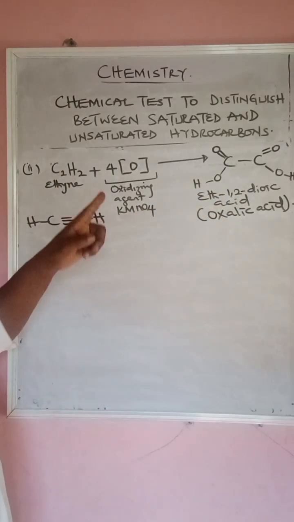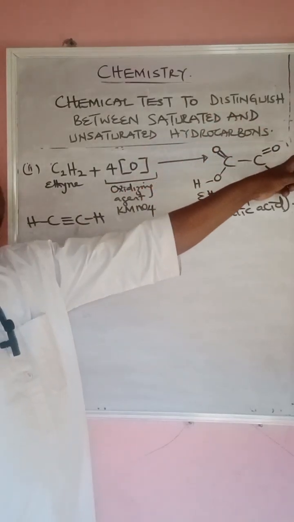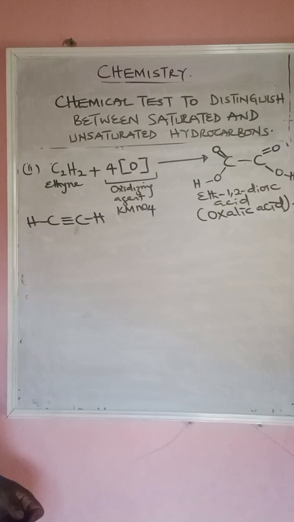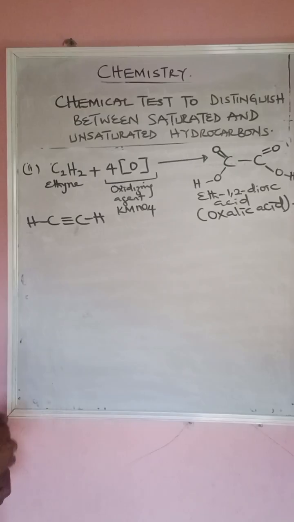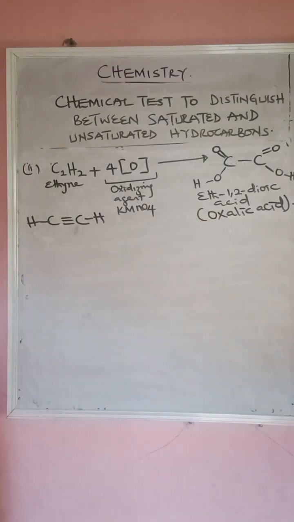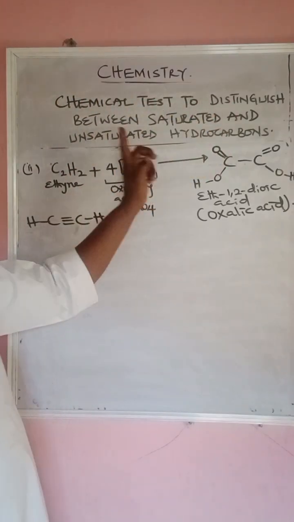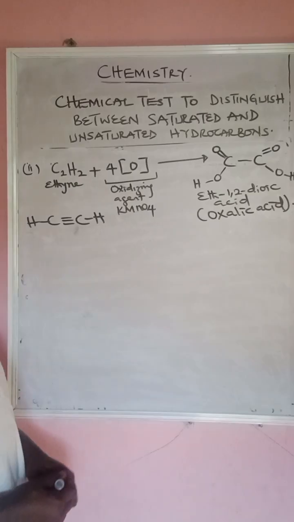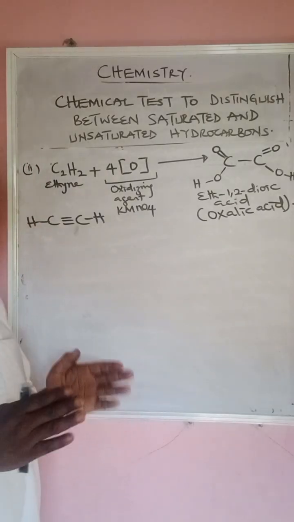But when ethene reacts with acidified KMnO4, it will form glycol. Ethene will form glycol with KMnO4, while ethyne will form oxalic acid. Please don't forget. So that is the chemical test to distinguish between saturated and unsaturated hydrocarbons. This is the end of classification of hydrocarbons.